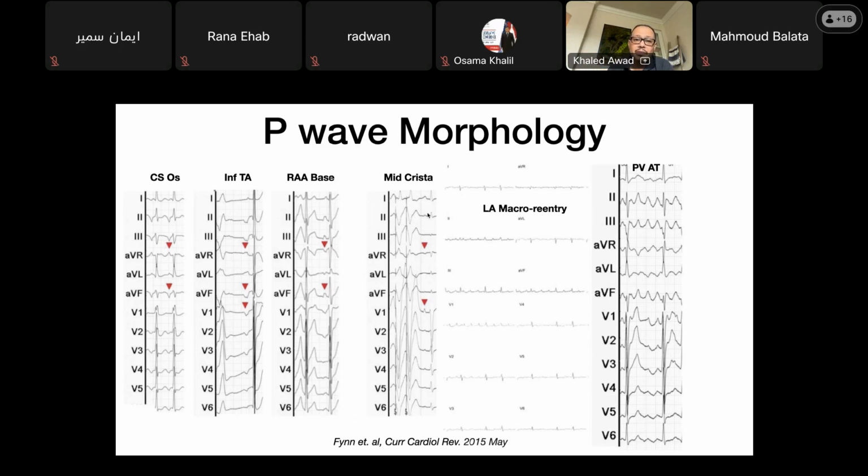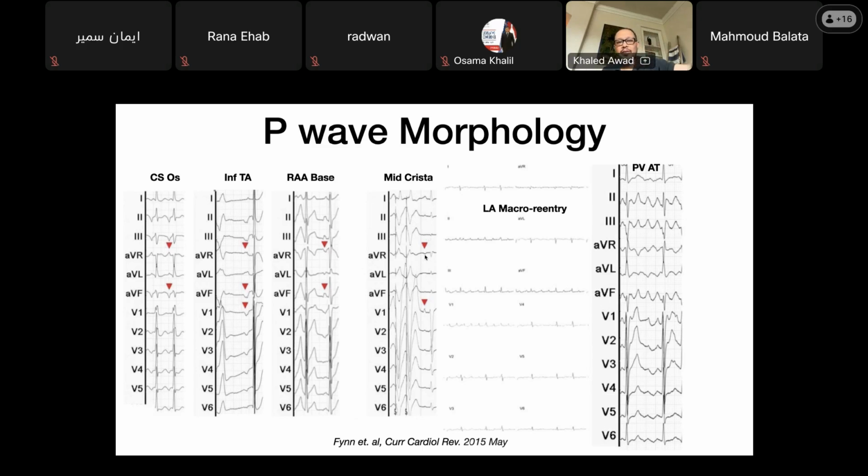But look, this is really what's very characteristic about this: leads 2 and 3. The P waves in lead 2 are usually more prominent than the ones in lead 3. As you come down the crista, you could even have negative P waves in 3, still positive in 2, partially because lead 2 is looking more towards the left compared to lead 3. So as you come down the crista terminalis, you start becoming flat and then even negative in lead 3. This is a very characteristic pattern.